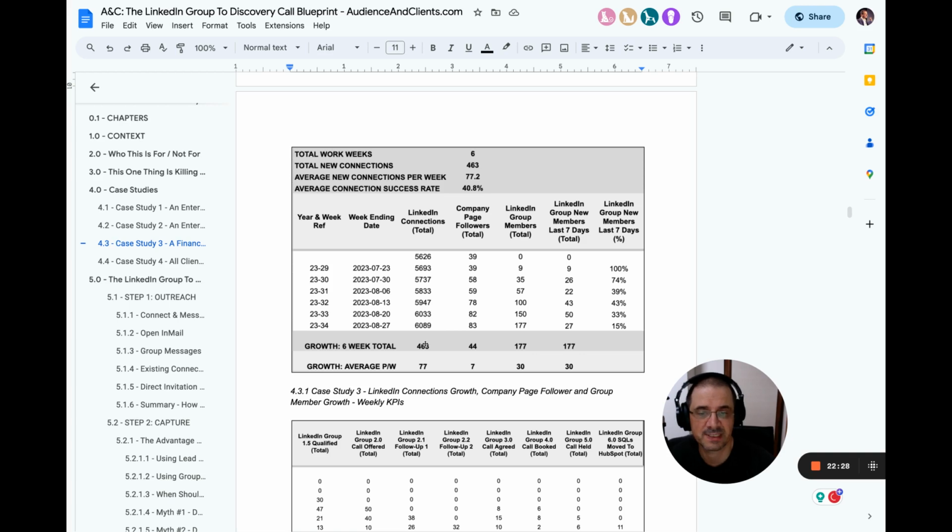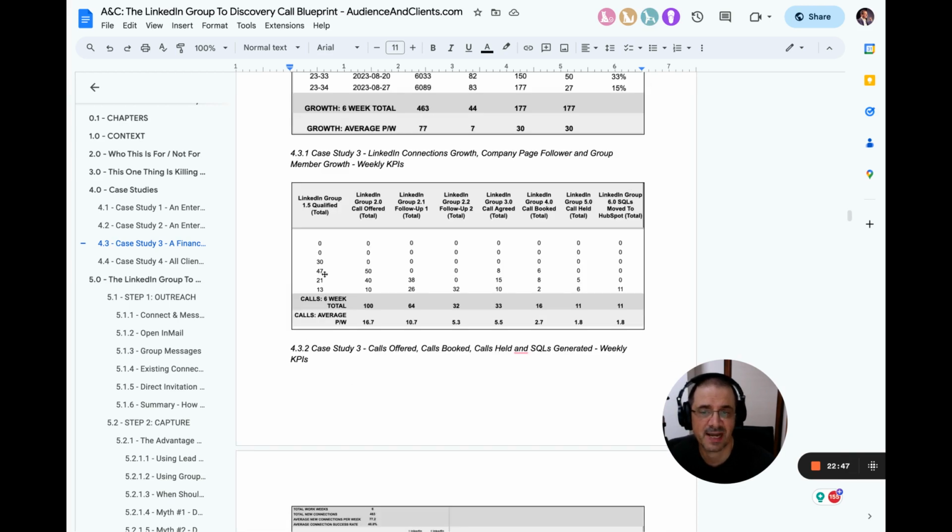So there's 463 new LinkedIn connections in just 6 weeks, 77 per week on average. 44 company page followers and, starting from scratch, 177 new LinkedIn group members, average of 30 a week. And the outreach stats, as you can see, 100 calls offered, 33 agreed, 16 booked, 11 held, and 11 sales qualified leads. So the average of 5.5 calls agreed per week, 2.7 booked, sorry, 1.8 held.